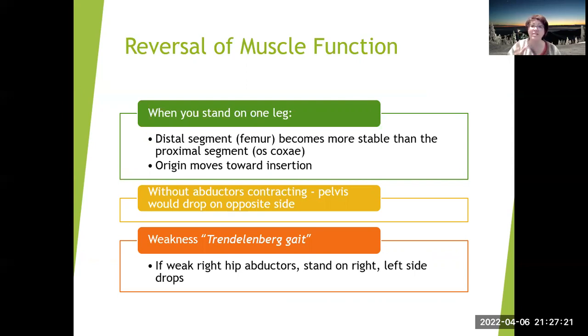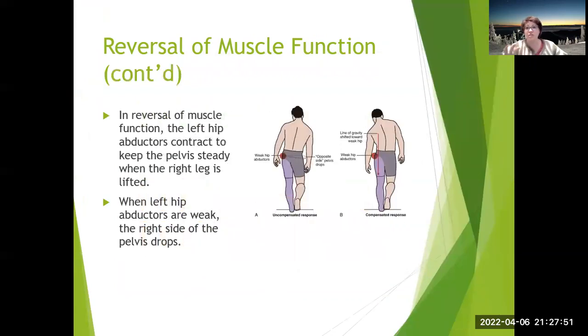And I think of it not even as much as the left side dropping, but as the right side going out to the right, going laterally to the right. So there is a video in the module that shows someone with Trendelenburg gait. And once you've seen it and you figure it out, you'll always be able to identify it. It's very easy to identify. So it's a result of weakness in the hip abductors.